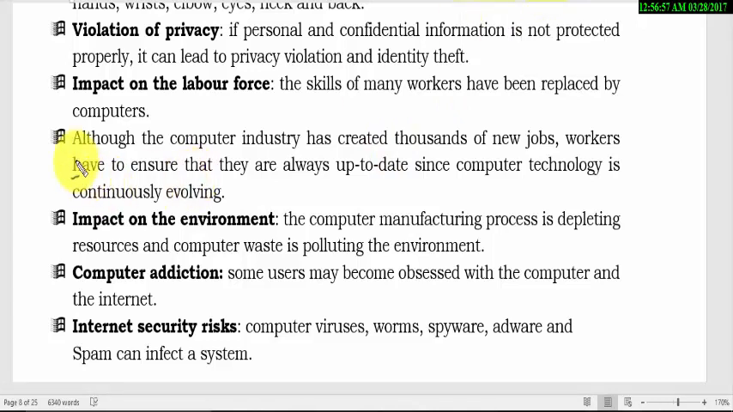So what we are saying, although the computer industry has created thousands of new jobs, the workers have to ensure that they are always up to date, since computer technology is continually evolving. Now what we are saying is that there are always new things in the computer industry. So if you remain behind, then the world will take over you. For example, there are those people who don't know how to repair old computers, those people who don't know how to operate old computers.